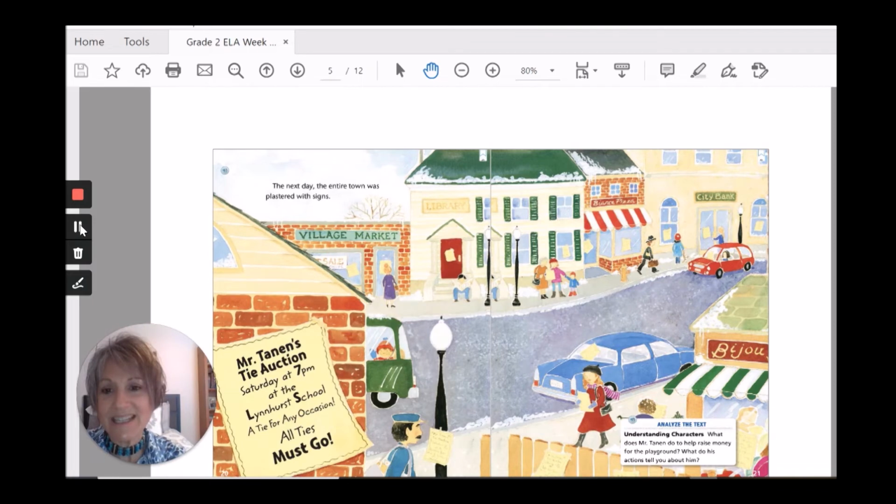The next day, the entire town was plastered with signs. "Mr. Tanen's Tie Auction, Saturday at 7 p.m. at the Lyndhurst School. A tie for any occasion. All ties must go."